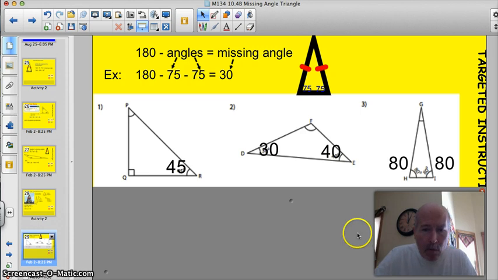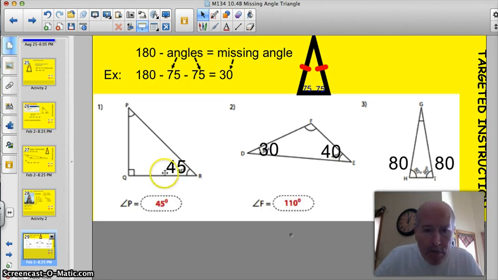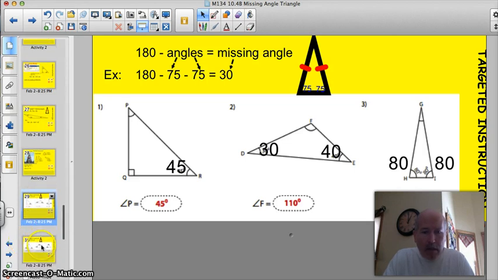All right, let's take a look at number 1 here. Well, we had 45 degrees and we had a 90-degree angle. So if we subtract those, our missing angle is 45 degrees. Here I had a 30-degree angle and a 40-degree angle. So those together are 70 degrees. So if I subtracted them from 180, 180 minus 70 would be 110. All right, here's an isosceles triangle. I have 80 degrees on the bottom and 80 degrees on the bottom. So if I subtract those two from 180, that top one would be 20 degrees. All right, I hope you're 3 for 3.